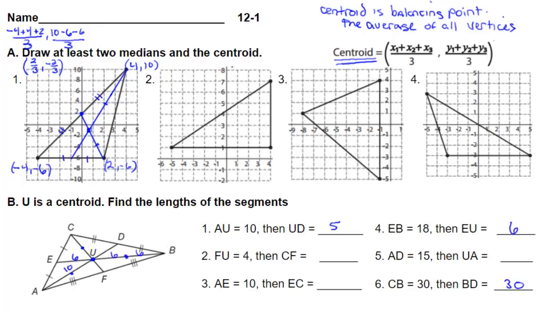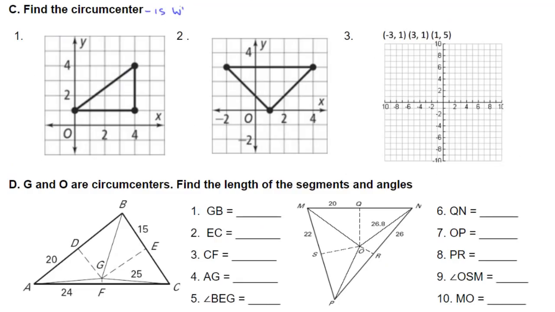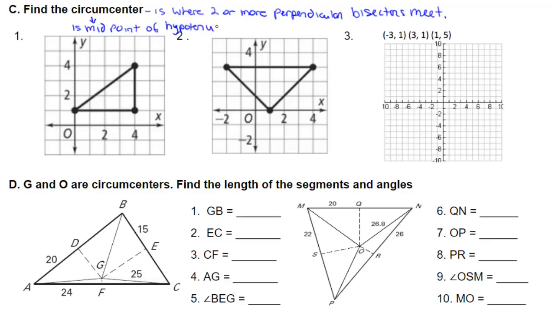Let's go ahead and look at the next section. In part C, keep in mind a circumcenter is where 2 or more perpendicular bisectors intersect. And we also need to remember that a circumcenter is the midpoint of the hypotenuse when it's a right triangle. Quite honestly, you're probably not going to have to graph one of these unless it's a right triangle. And this is a right triangle, so all I got to do is find the midpoint of the hypotenuse.